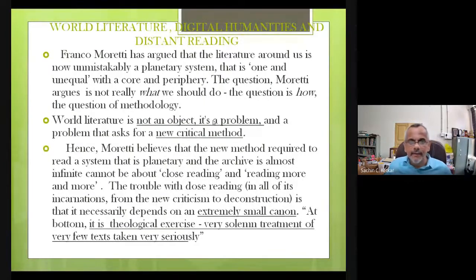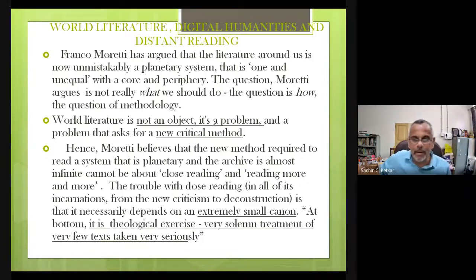Then Franco Moretti, building upon Casanova, says that world literature is a planetary system and it has a core and periphery. In the sense that European literature and American literature would be considered the core, and the rest of it would be at the periphery. What is interesting for us is how Moretti approaches the question of world literature. He says that world literature is not an object but a problem, and the question of methodology is the most important one. If you want to read millions of books, how are you going to do it? Because world literature as a planetary system is massive, made of millions of texts. Google Books, I think, contains millions of books. How are you going to study it?